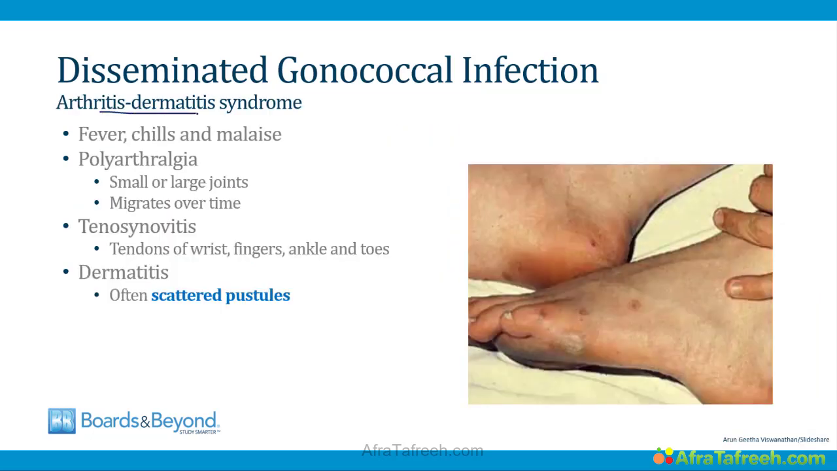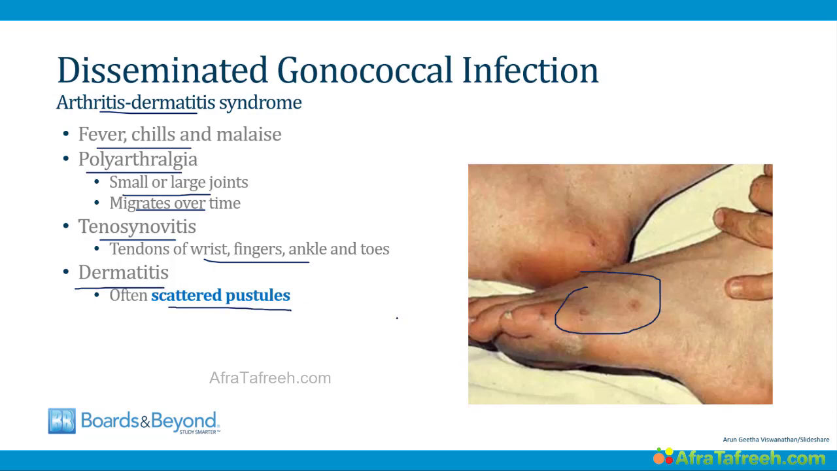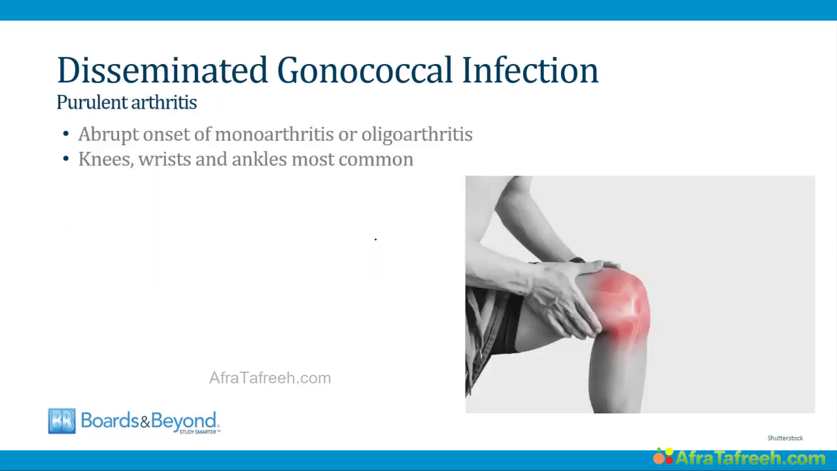In the arthritis dermatitis syndrome, patients present with fever, chills, and malaise, and they have polyarthralgia. They don't have arthritis, they just have joint pain. This involves small or large joints, and it can migrate over time from one joint to another. They can also develop tenosynovitis, which is inflammation of the tendons. Usually this occurs in the wrist, fingers, ankle, or toes. And then lastly, there are skin manifestations. Usually patients develop scattered pustules like these that are shown on this slide here, and this is the arthritis dermatitis syndrome.